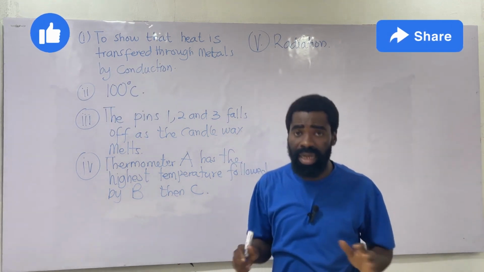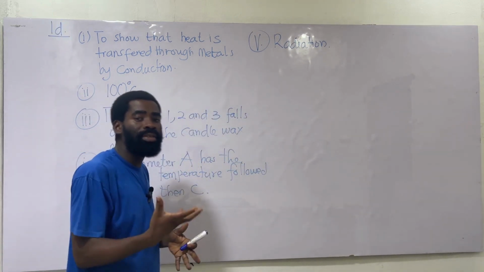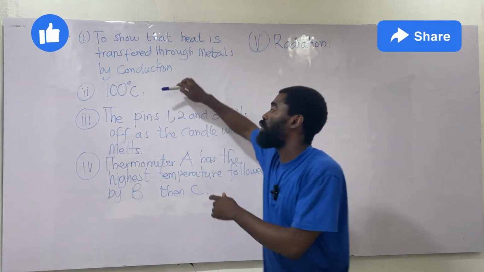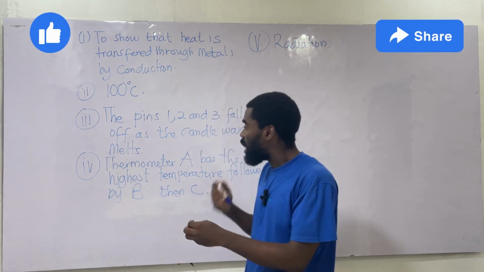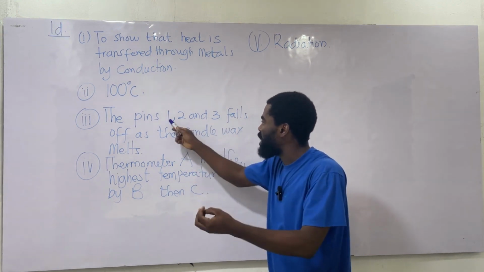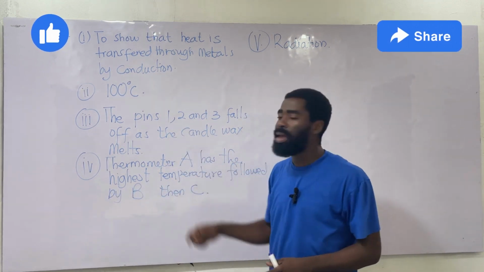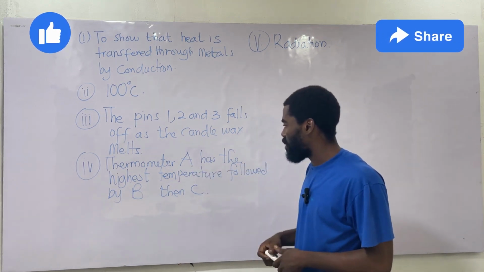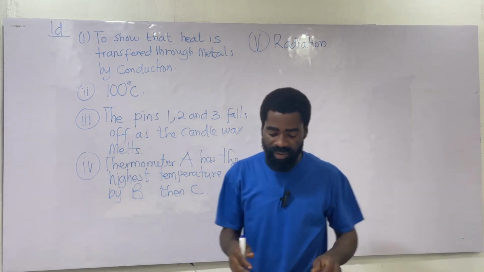Today is very short and understandable. Our practical today is about conduction, the transfer of heat in solids. Per the diagram we have there, once the water begins to boil at 100 degrees Celsius, the metal begins to transfer the heat, and the pins are 1, 2, and 3. Because of the heat, the candle wax will melt, and when that melts, the pins will begin to fall. That tells us that the metal is conducting. But if heat is not going through, the pins will not fall. Very important to note that. Then thermometer A records the highest temperature, followed by B, then C, then radiation. Very easy, very simple.